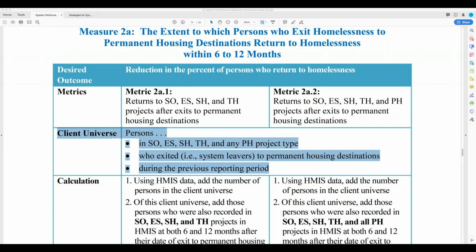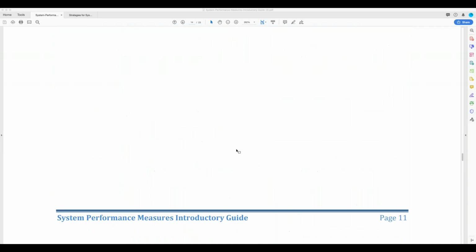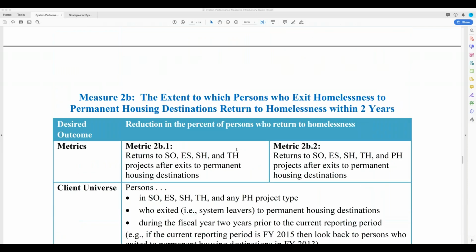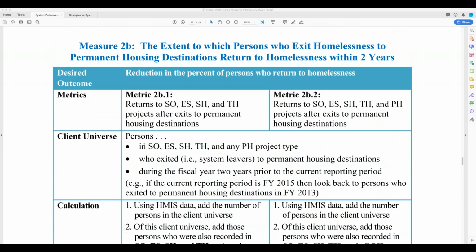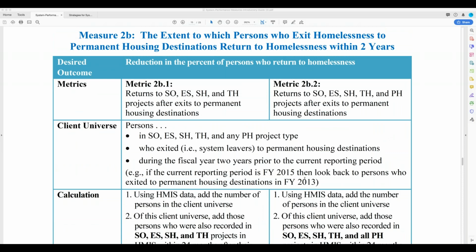So you can see this is measure 2A, extent to which people are returning to homelessness. Again, it doesn't matter if you're CoC funded or not. And the same thing here with 2B.